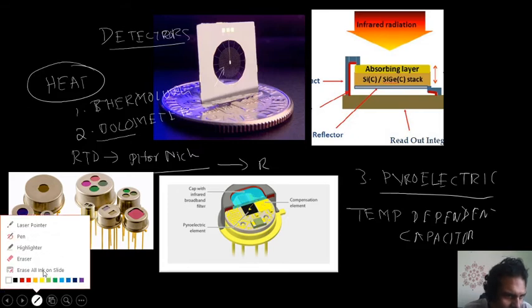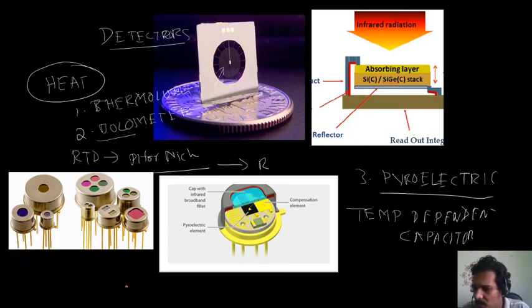Okay, here you can see, this is your pyroelectric detector. This is how it looks from the top, and this is a cut section view of the pyroelectric detector. This is a cap. This blue part is a cap which has an infrared broadband filter. This allows only infrared light to pass through it. Inside, this is the actual pyroelectric element.